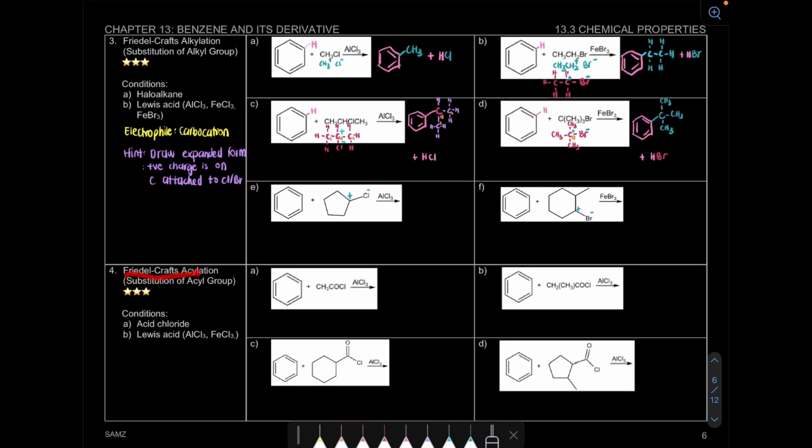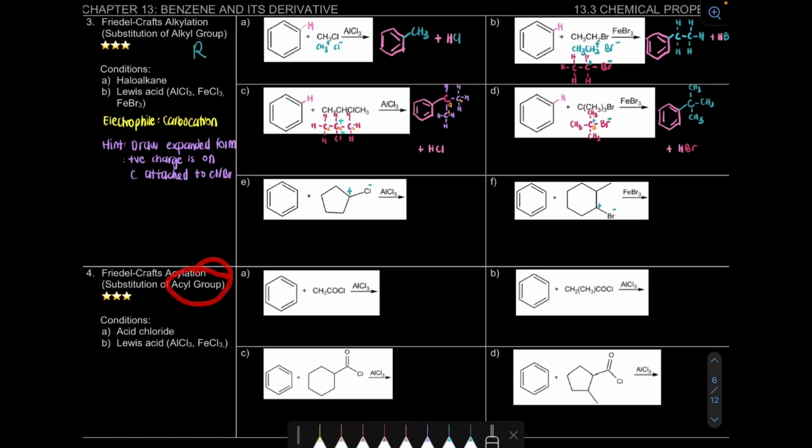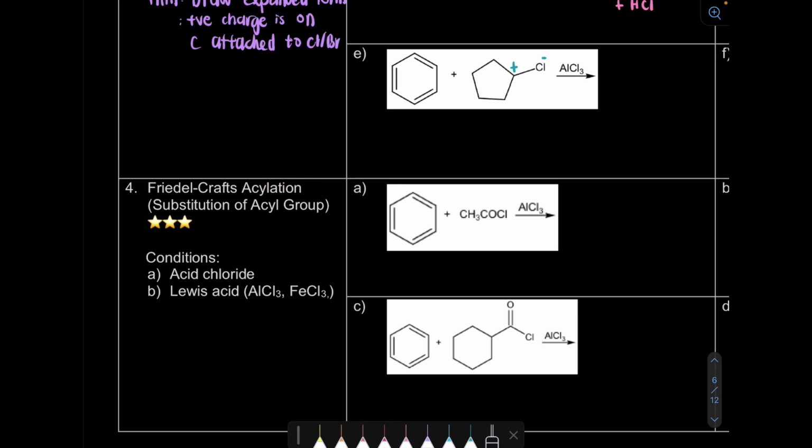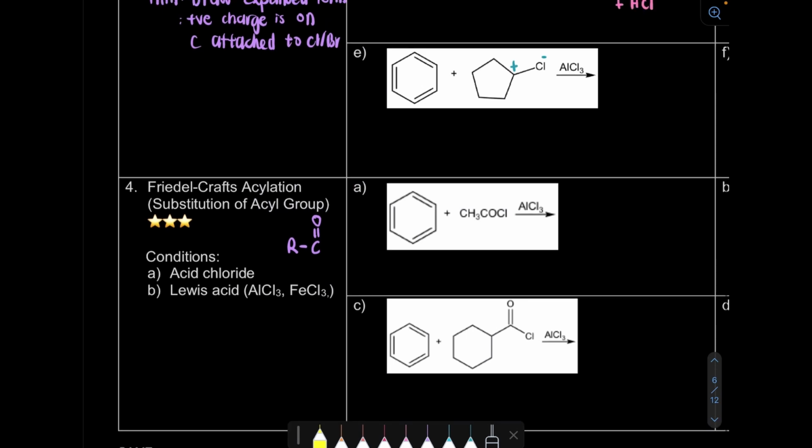Okay, now let's look at the case of Friedel-Crafts Acylation, substitution of an acyl group. So what's the difference from the alkyl group? This is the alkyl group. The acyl group is different because it has C double bond O attached to our alkyl group. So this is what we call the acyl group.